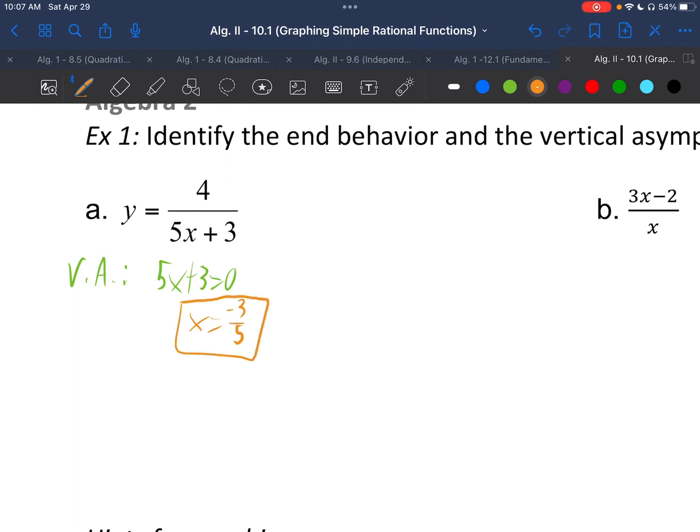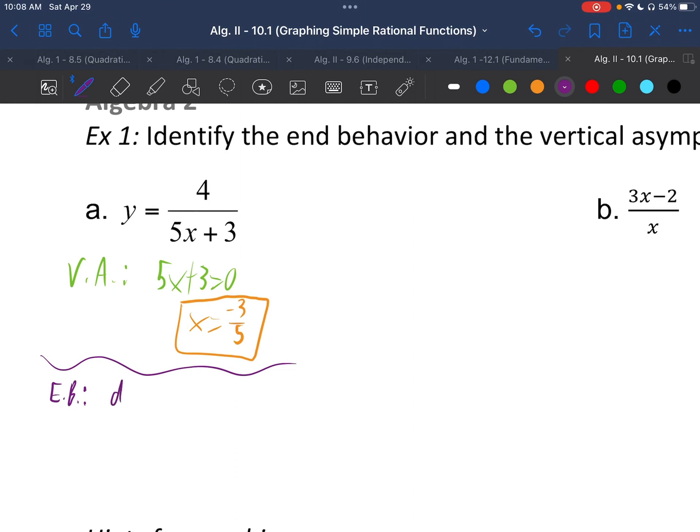That is our vertical asymptote. Then in order to find the end behavior asymptotes, horizontal or slant, but once again we're just concerning ourselves with the horizontal asymptotes, not the slant ones.